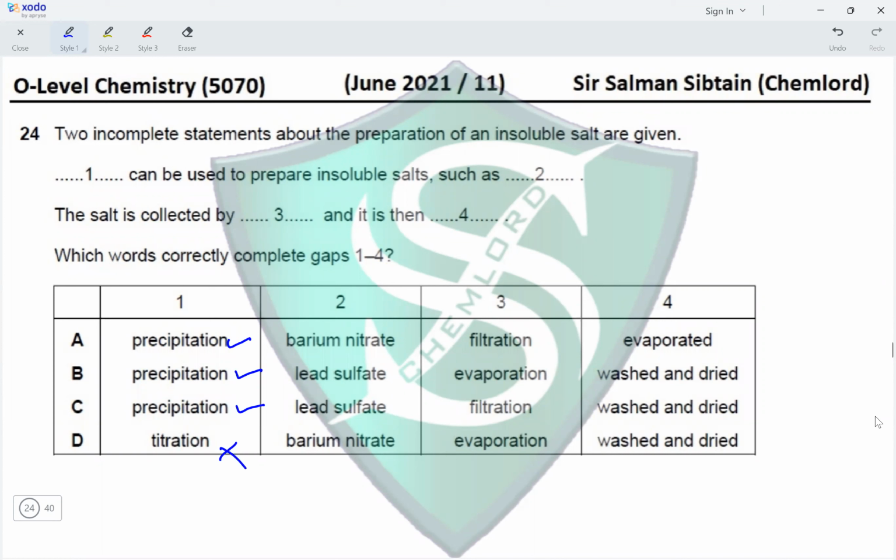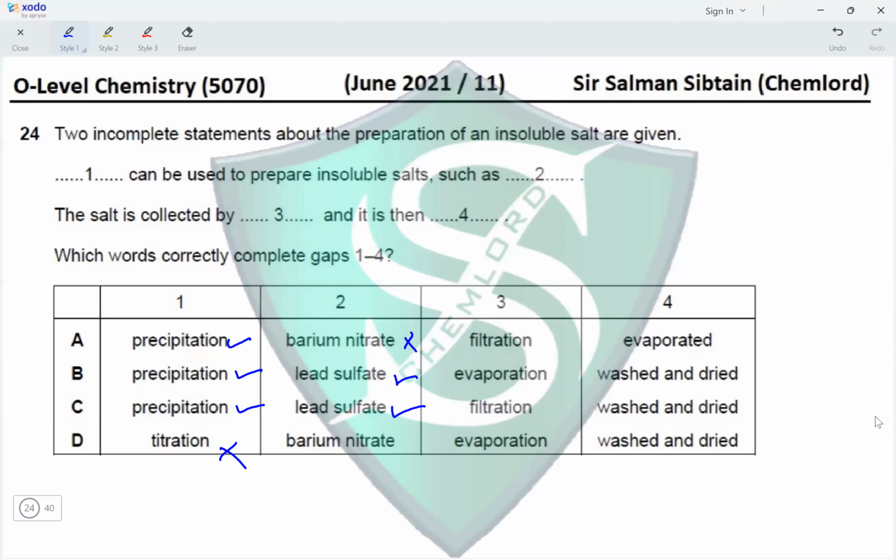Now we continue such as dash. Now this dash should include a salt that is insoluble. So in A, we have barium nitrate. All nitrates are soluble. Option A eliminated. B, we have lead sulfate. C also lead sulfate. Lead sulfate is insoluble. So we continue on with options B and C.